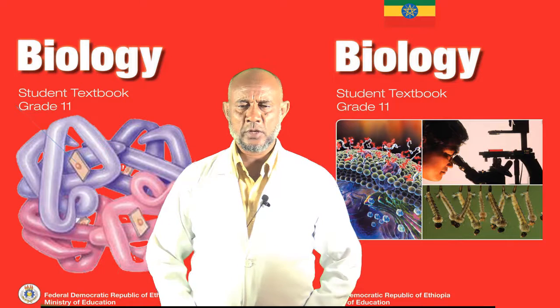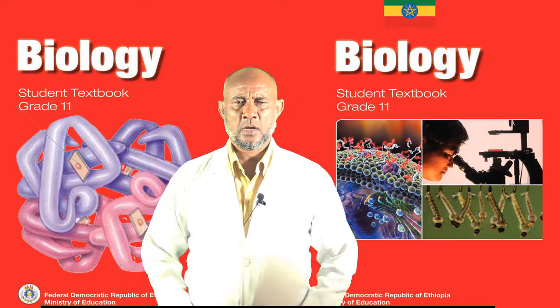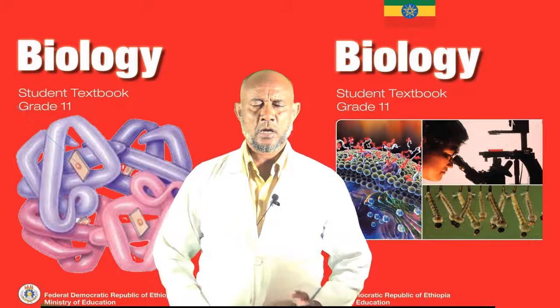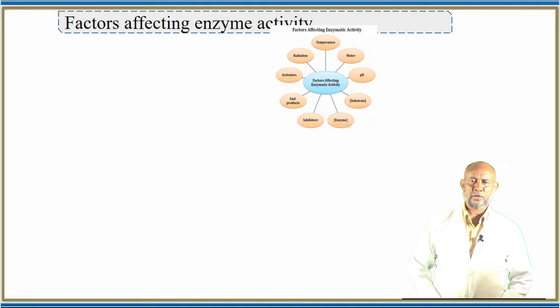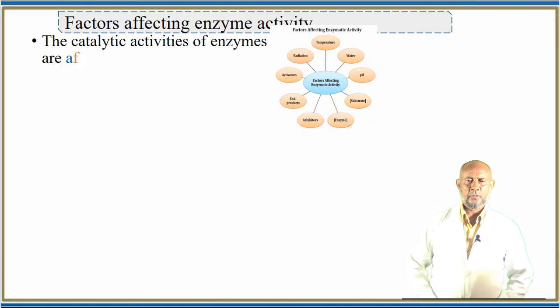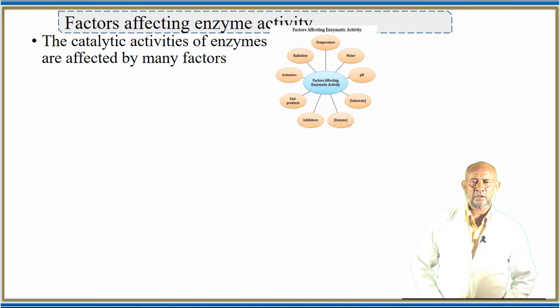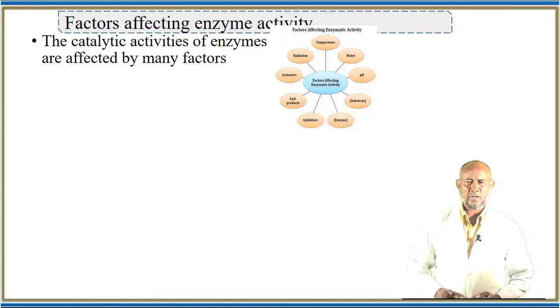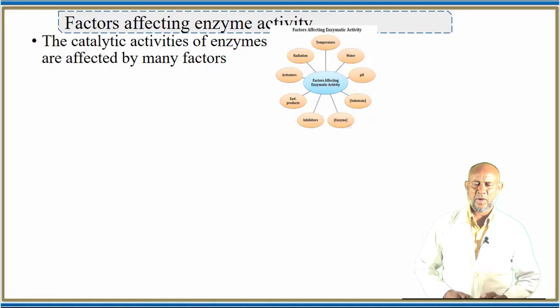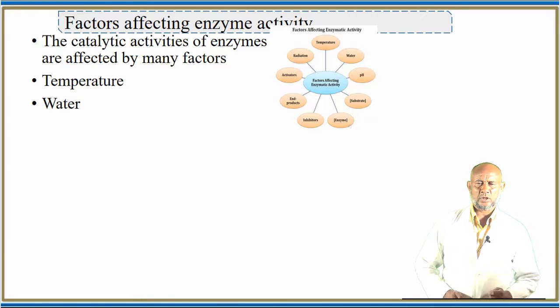This is your biology lesson 6. Today's lesson is about factors affecting enzyme activities. The catalytic activity of enzymes is affected by many factors. The first factor is said to be temperature and water.